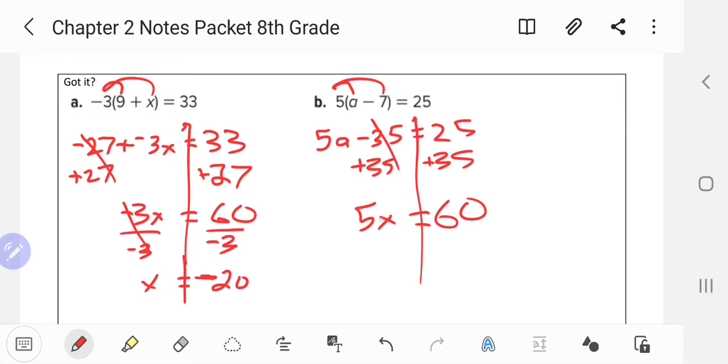Now I look at my variable. I realize it's being multiplied by the 5, so I'll undo that and get a equals 60 divided by 5, which is 12.